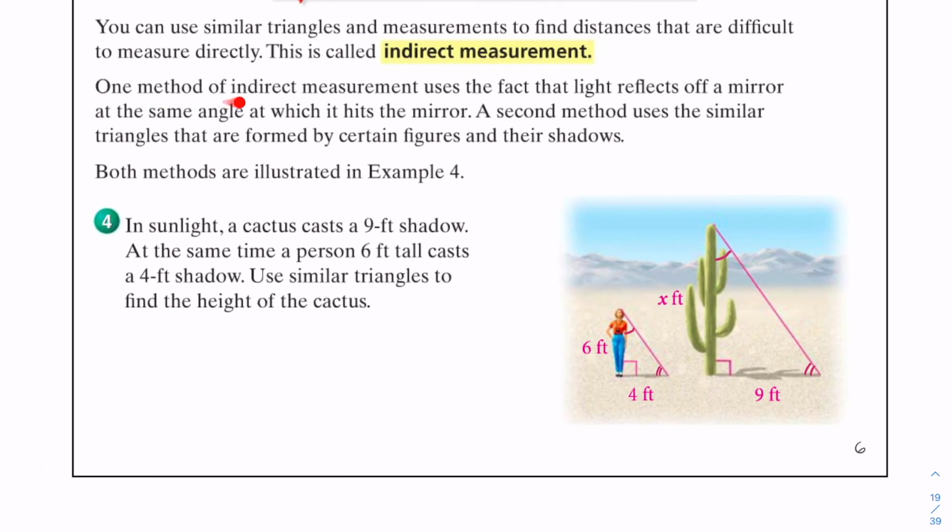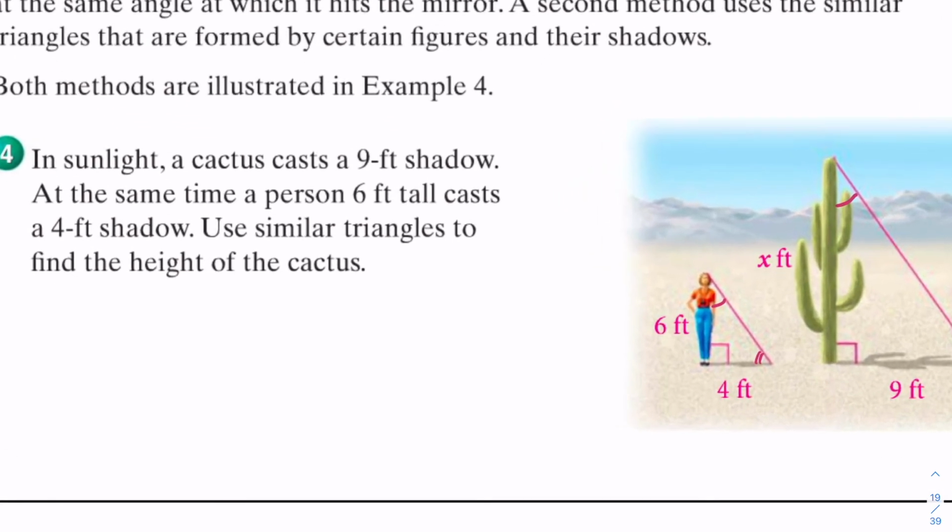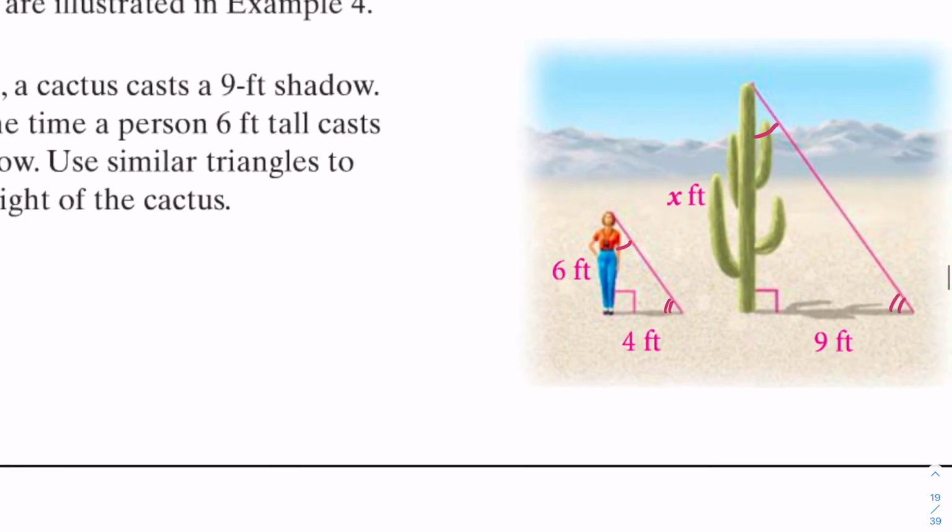It says one method of indirect measurement uses the fact that light reflects off a mirror at the same angle at which it hits the mirror. A second method uses similar triangles that are formed by certain figures and their shadows. So here we know that these triangles are similar by the angle similarity.